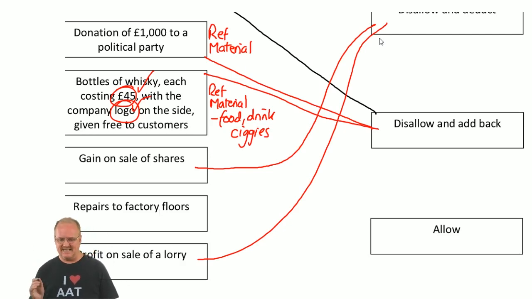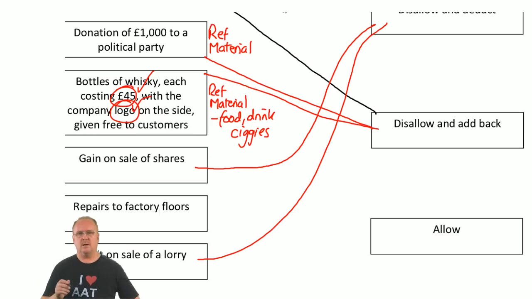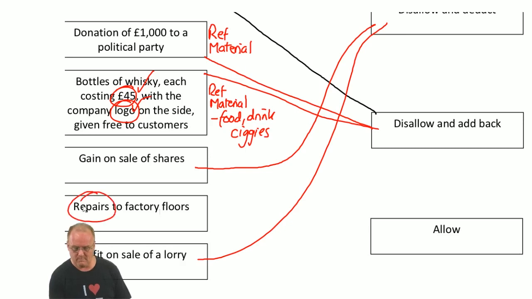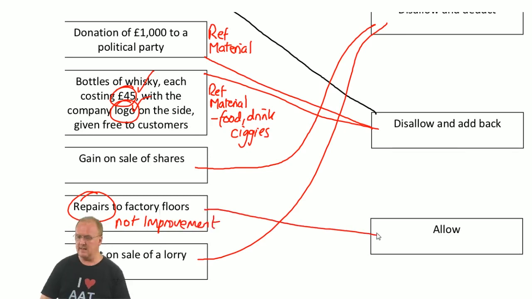This is a classic tax issue. A big thing with tax and allowable expenses is the expenditure improvements, capital, getting new assets, or is it repairs to existing ones? And a repair to your factory floor, because it's repair, it's not a capital item, it's not an improvement, that one is going to be allowable.